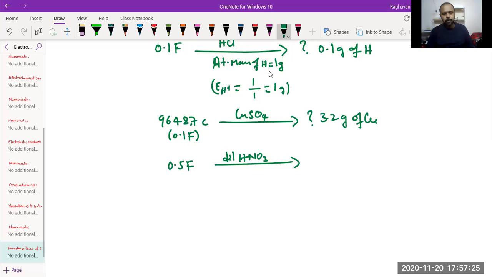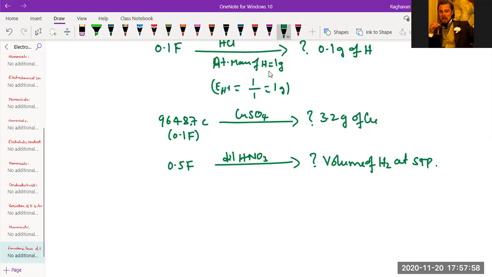0.5 Faraday of electric current is passed through dilute HNO3. What volume of H2 at STP? Is it 5.6 liter, 11.2 liter, 22.4 liter, 22,400 cm3, 11,200 cm3, or 5,600 cm3? Which is correct? 5.6. Sure.